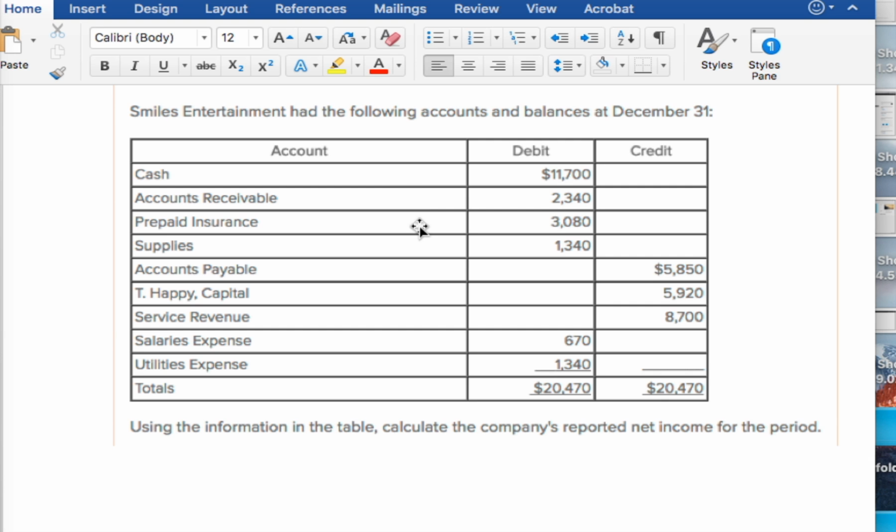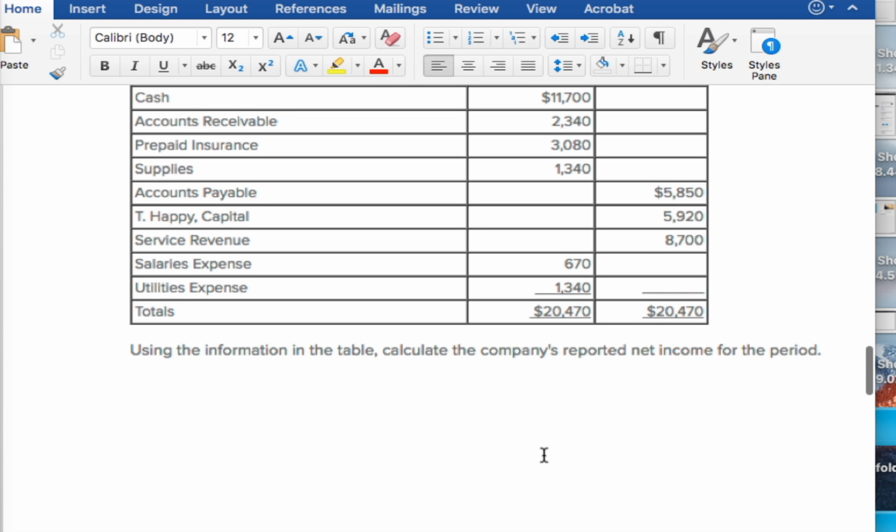Okay, next one. Smiles Entertainment had the following accounts and balances as of December 31st. And what it's asking us to do is use the table to calculate the company's reported net income for the period. Basically, we need to know the definition of net income. If you know what's on the income statement, you've got revenues, you've got expenses, and they total to net income. So we're just going to look at this chart. We're going to see, where'd my calculator go?